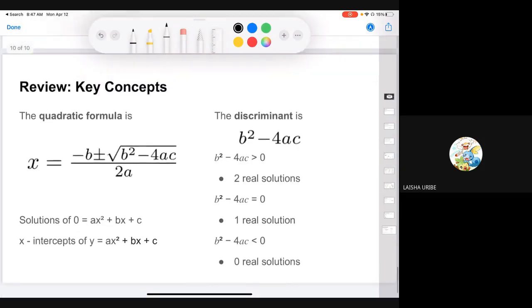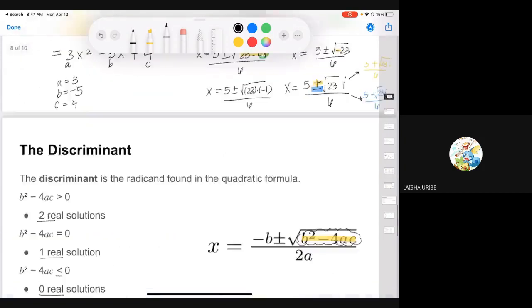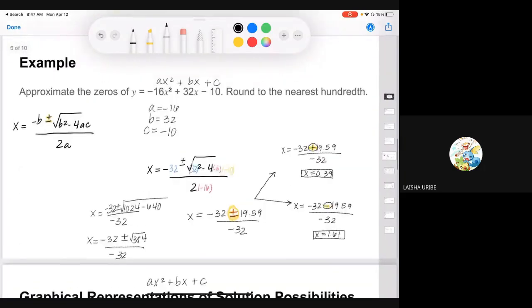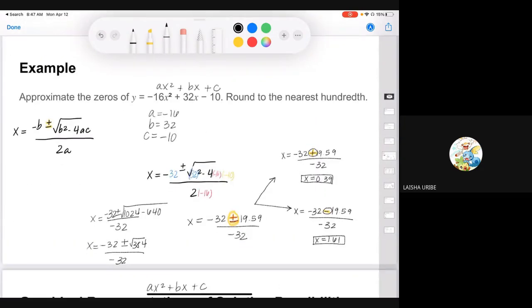Okay. So the first thing that we looked at today is we looked at the quadratic formula. What is the quadratic formula and what does it help us solve? Well, the quadratic formula, here's the example we use. The quadratic formula helps us to solve what our zeros are. What are our x values? Where is that graph going to cross my x-axis?